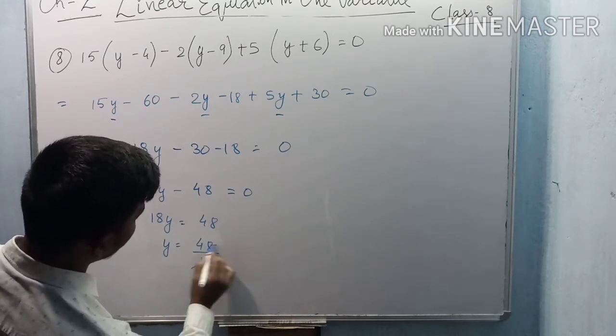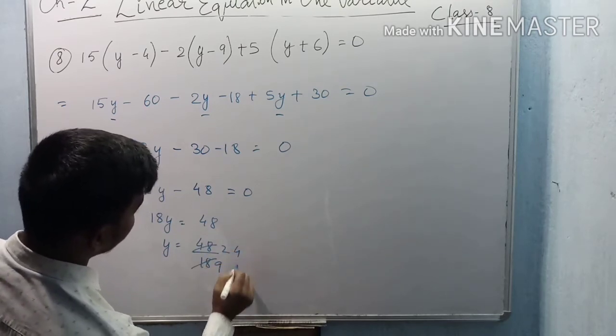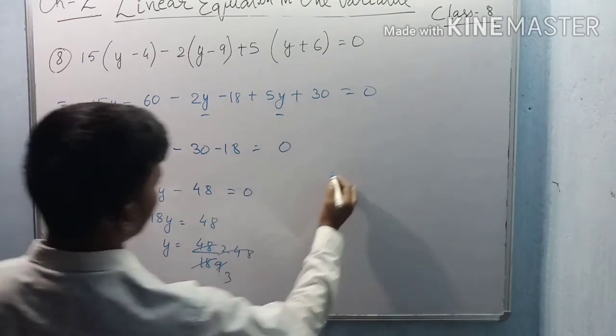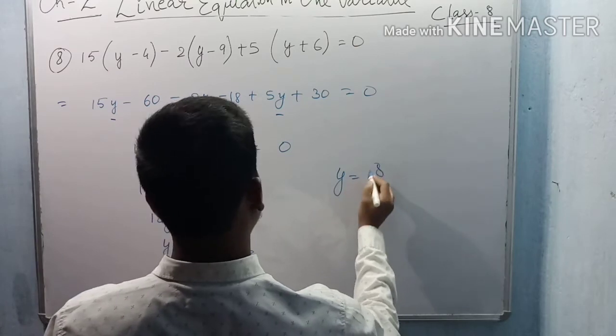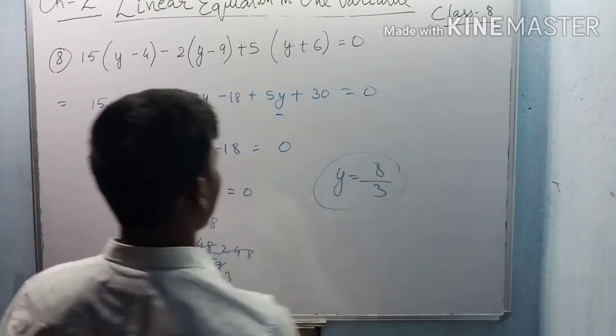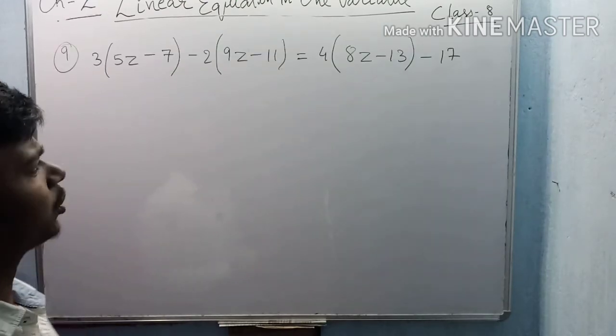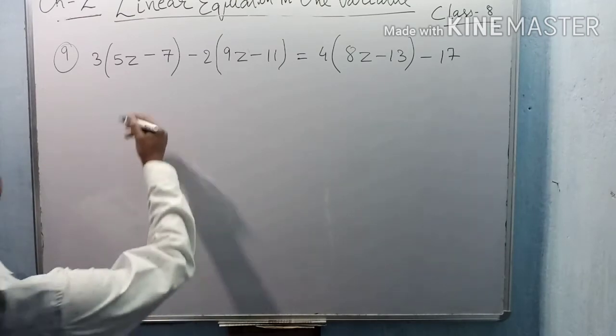2 nines are 18, 2 twos are 4, 2 fours are 8. Okay, 3 threes are 9 and 3 eights are 24. So y will be equal to 8 by 3. I hope you have understood the question and the answer also. Okay, let's move to the ninth question, the second last question of this exercise 2.3.